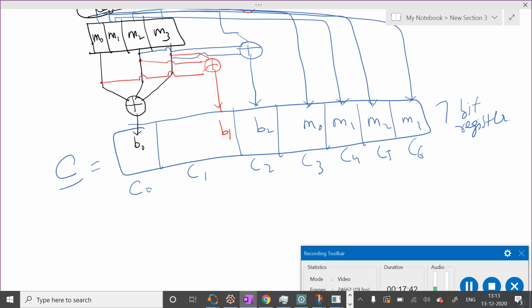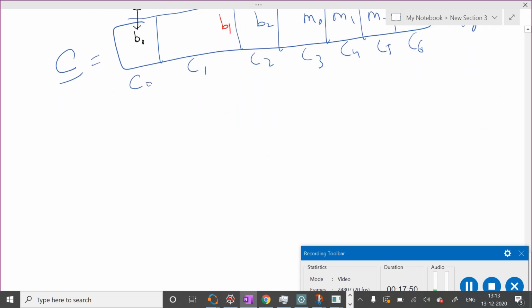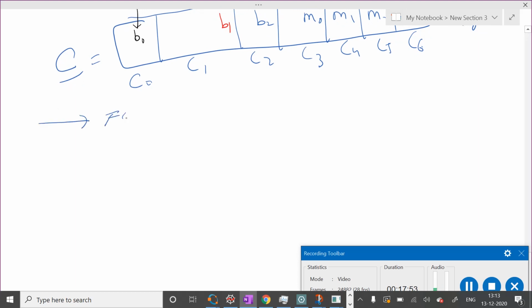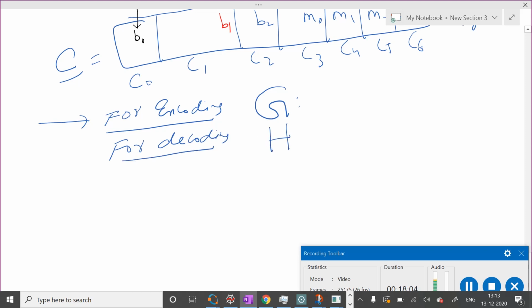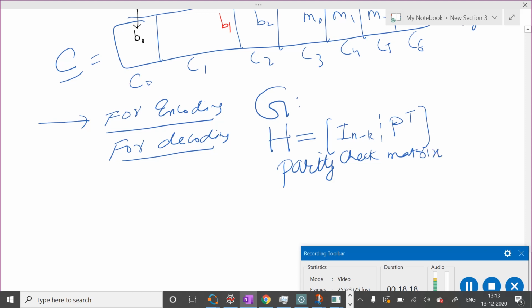What about decoding? That is, what about errors? How to detect and correct the errors? Okay. See, for encoding, you use the generator matrix, right? For decoding, we had to use the H matrix, which was defined to be I of n minus k, P transpose, right? This is called the parity check matrix. It will be very clear soon why it is called so.